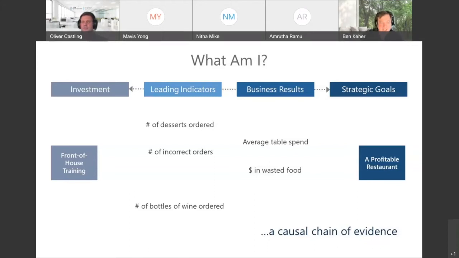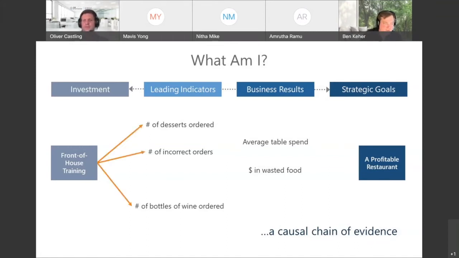Great. And now that I know that I need that, my front of house training, if I don't address desserts ordered and how to avoid taking incorrect orders and how to promote selling extra bottles of wine, then I may be designing and delivering training that's not actually taking me where I want to go. So it's a causal chain of evidence. So let's work through that.